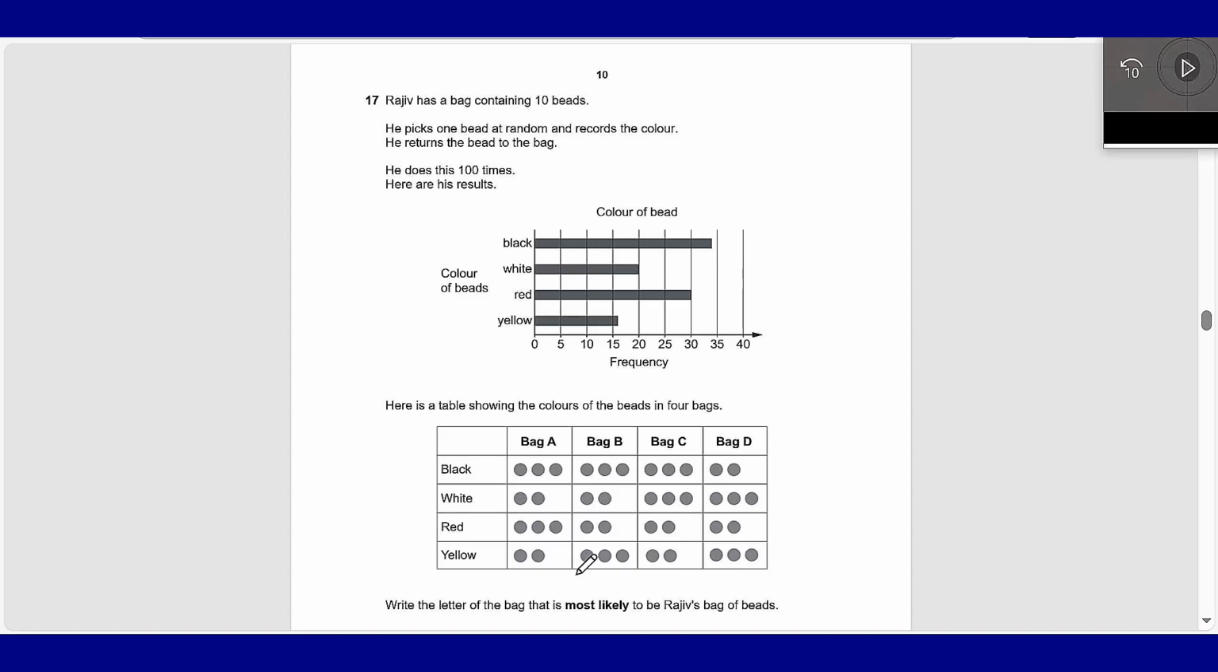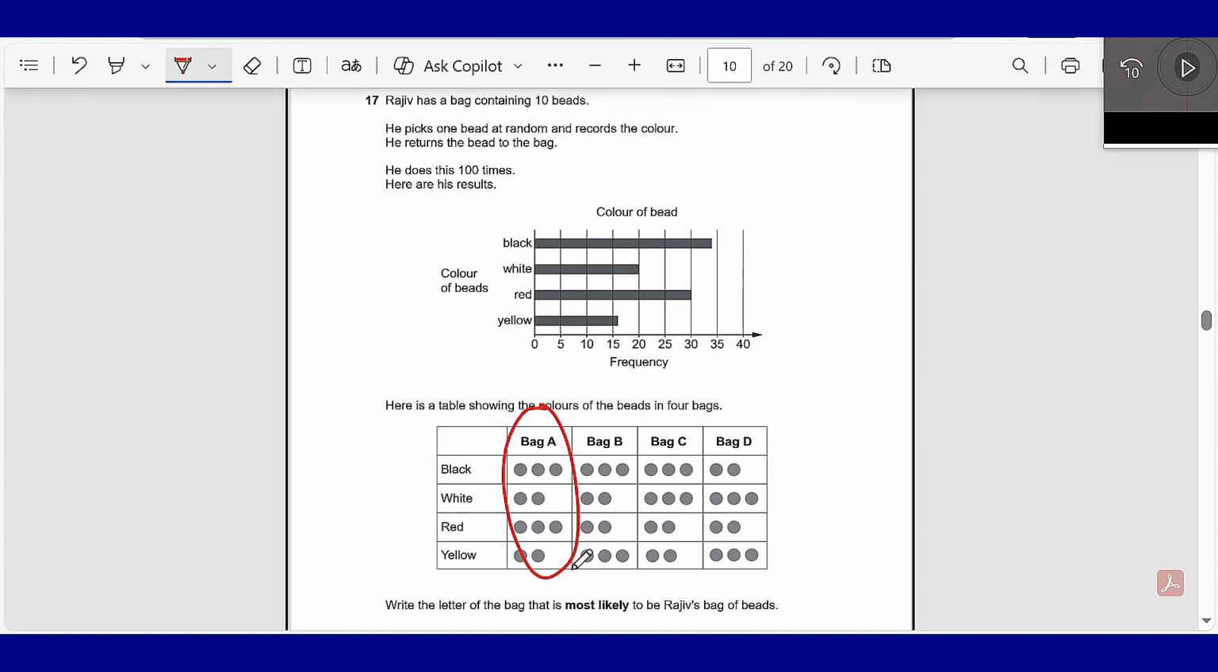Okay, you may pause the video to use some more time. So the correct answer is bag A. How do we know? We see black and red are the highest, so from here black is 3, while red is 2, so that's our option. Now white and yellow are the lowest amongst the 4, so this is 2 for white, 2 for yellow. Alright, this one is wrong, it has yellow 3.